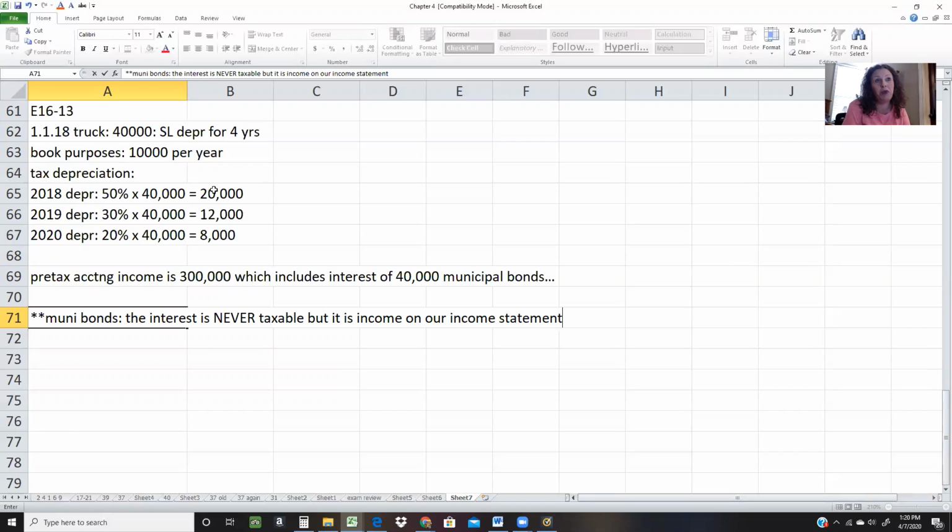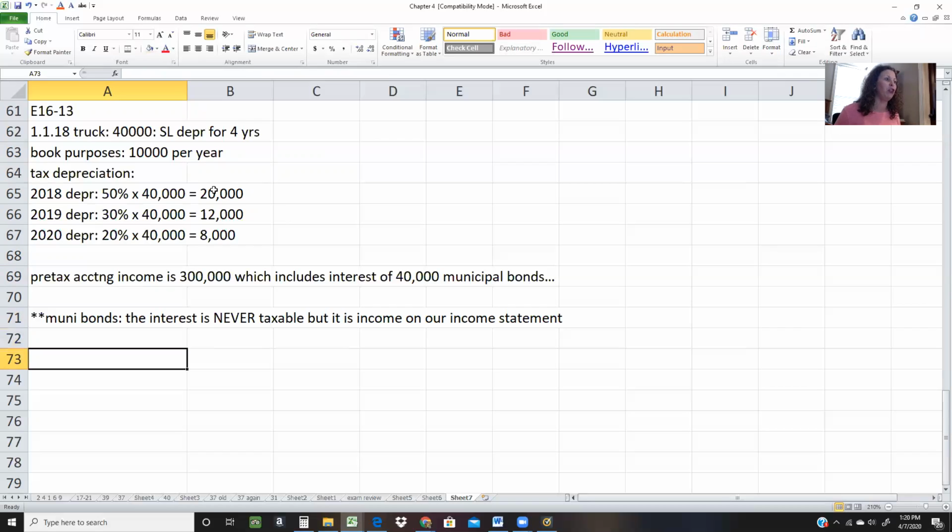So if you were to invest $100,000 in some bonds and you earned 4% interest, you would get $4,000 of interest income. You do not have to include it on your tax return. You have to list it, but you list it as tax exempt and it is not taxed ever. So it's not just a delay like the timing differences on all the other ones we've seen. It's just something that's never taxable.